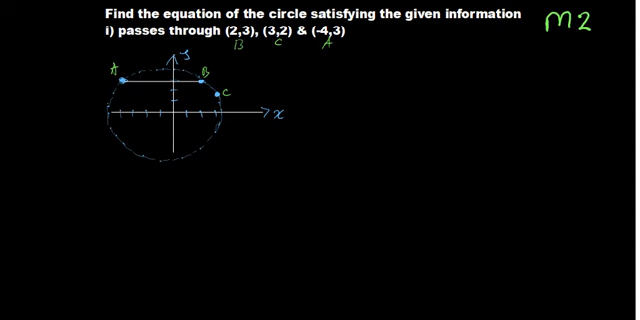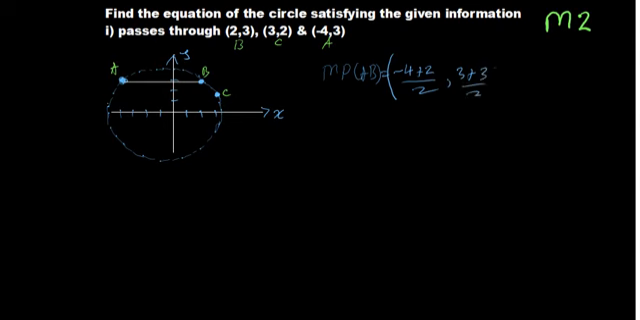Okay, so what I'm going to do is find the midpoint of AB. So the midpoint of AB is equal to, I'm talking about AB, so to be (-4 + 2)/2 comma (3 + 3)/2.